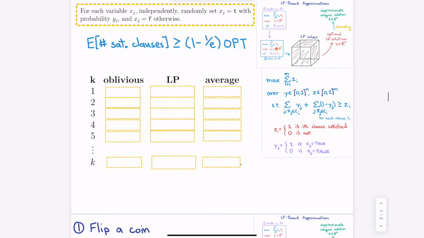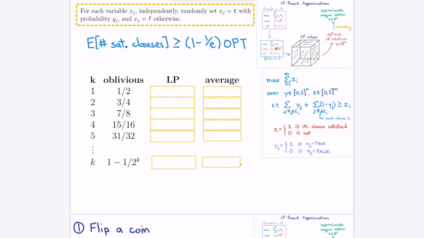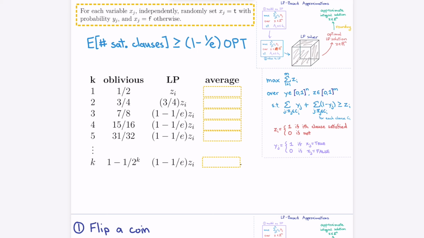All right, so with that in mind, what did we show before? The oblivious LP does better for larger values of k. And our LP-based approach, in general, gets 1 minus 1 over e, although for specific 2 and 1, you get slightly better. You get all of zi when the clause has 1, and you get 3/4 when the clause has 2.